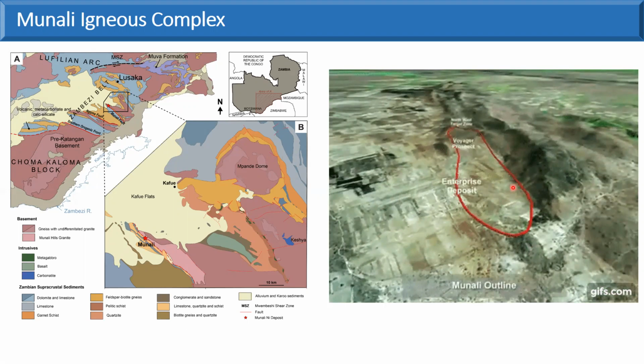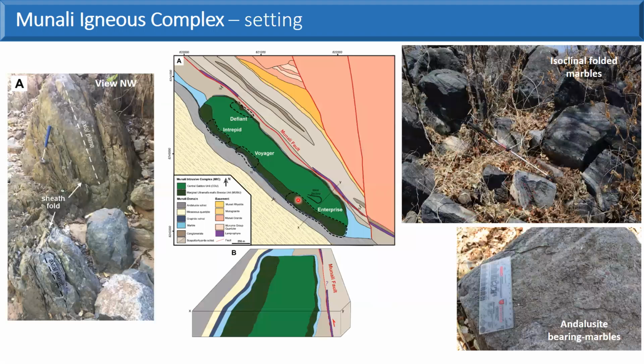So as mentioned, the Munali complex is situated along the fault zone, and this is highlighted by these sheath-folded lamprophyres. Additionally, the complex itself is hosted almost entirely within deformed metasediments during the Pan-African, notably the isoclinal folded marbles. The intrusive complex itself is steeply dipping around 70 degrees to the southwest and comprises a central unmineralized gabbro body surrounded by a marginal mafic ultramafic unit, which is the host to the sulfide.